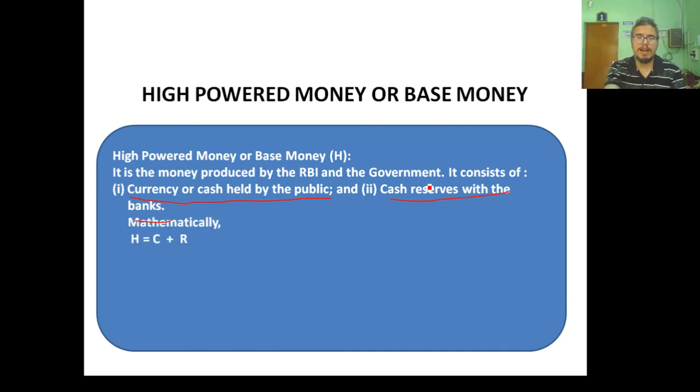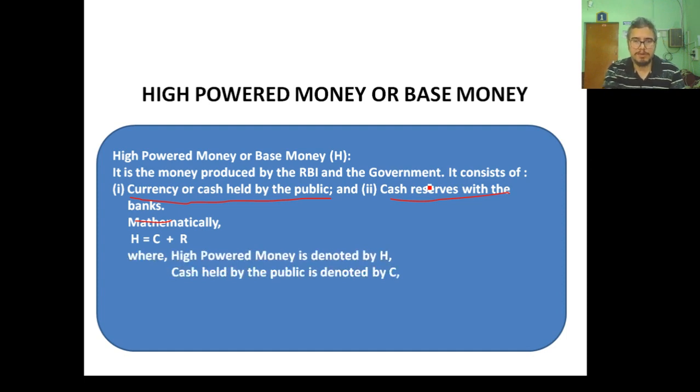Mathematically we can write high powered money as H equals C plus R, where H denotes high powered money, C denotes cash held by the public, and R represents cash reserves with the banks. So H equals C plus R.